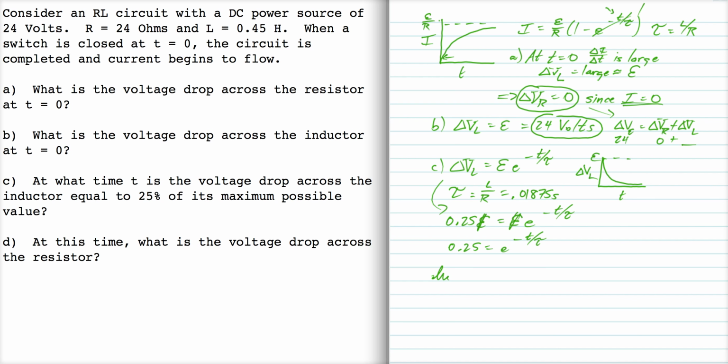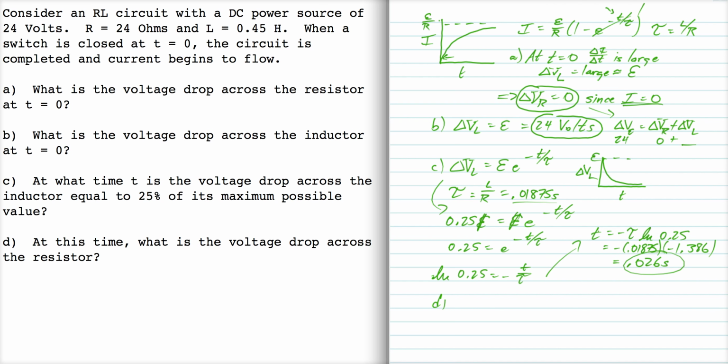Take the natural log of both sides, and then that gives me t is equal to negative tau times the natural log of 0.25. Now the natural log of 0.25 is going to be negative, so this is negative 0.01875 for tau, and then the natural log of 0.25 is minus 1.386, so it works out to be 0.026 seconds. A little more than 1 decay constant.